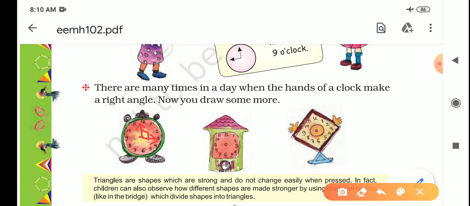So like this only you have to think and focus on your watch, and you have to write the other two clocks' timings, and you have to draw some angles which make a right angle in your clocks. This is your homework part. You have to draw the right angle and mention the timing. Here I am writing 3 o'clock because I have drawn 3 o'clock.